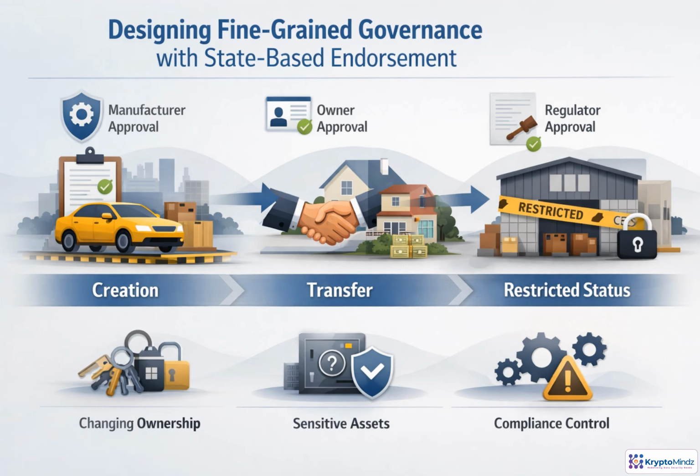With state-based endorsement, governance follows the asset, not just the chaincode. When an asset is created, the manufacturer may be the required approver. When ownership changes, the owner's endorsement may become more important. If the asset enters a restricted or disputed state, a regulator or auditor can be required. This is especially useful for high-value or sensitive assets, including private data. The trade-off is complexity, so use it where lifecycle rules truly differ.